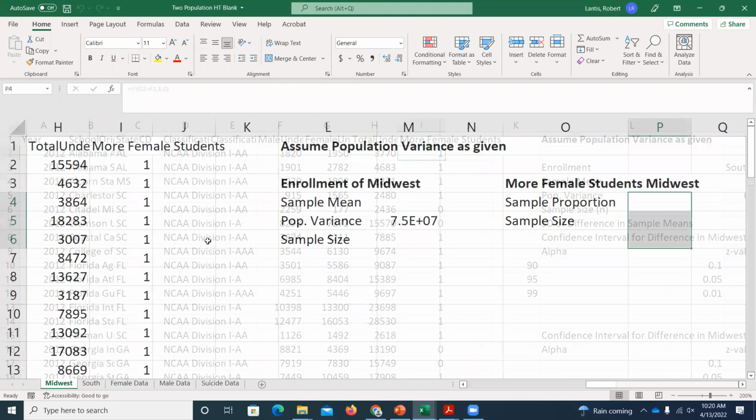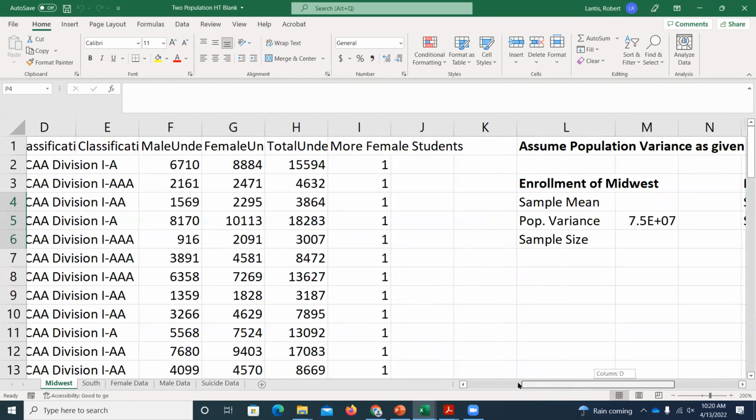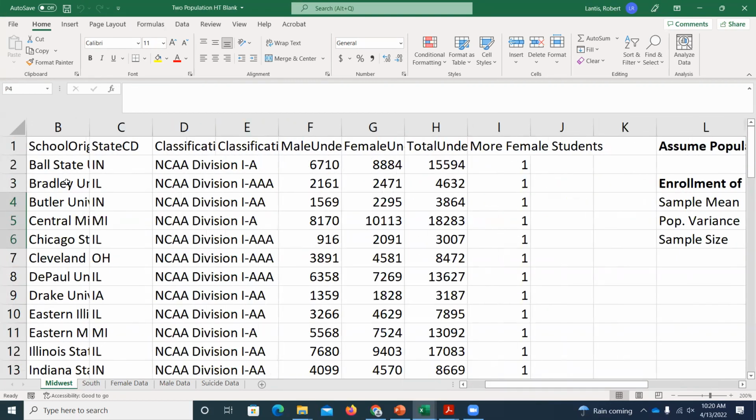I also had this Midwest worksheet, and it had the similar thing, but for schools that were located in the Midwest. And not every school, but a sample of them. Universities, I should say.